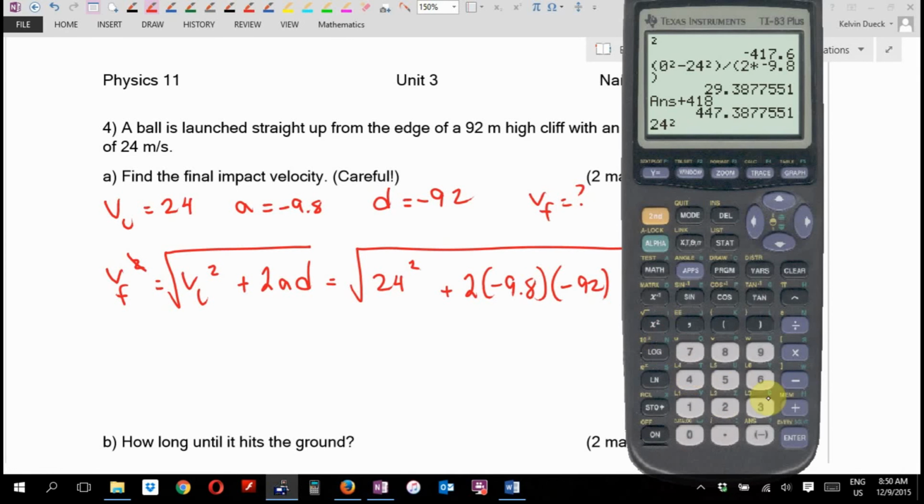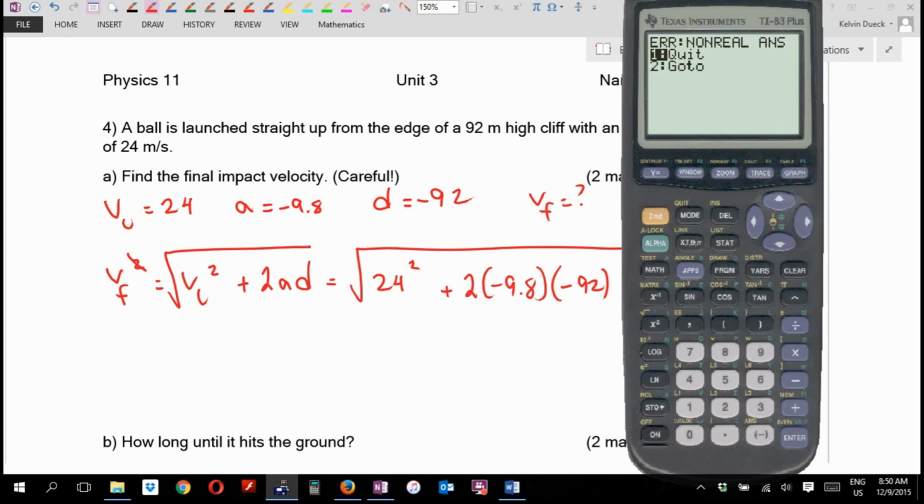24 squared plus 2 times negative 9.8. Did I say 98? 9.8 times. So if you missed the negative for the 92, if you just put a positive there, you're going to end up taking the square root of a negative, and your calculator is going to give you an error. Mine says non-real answer.